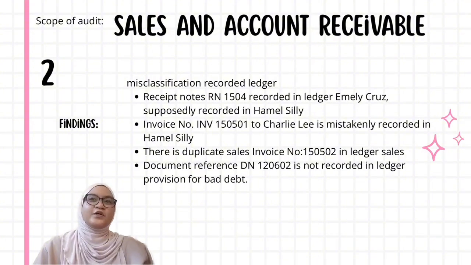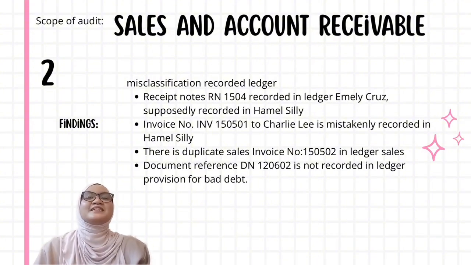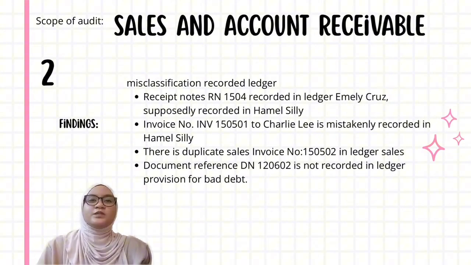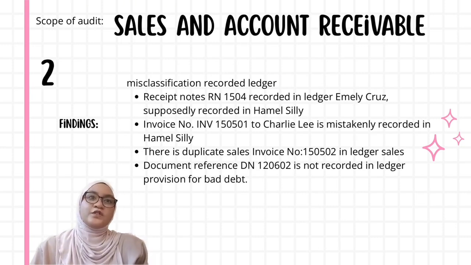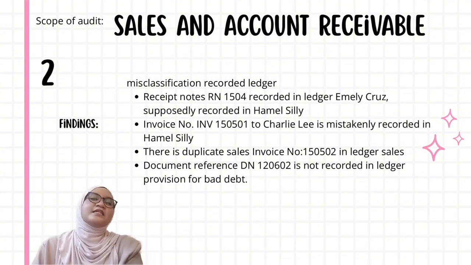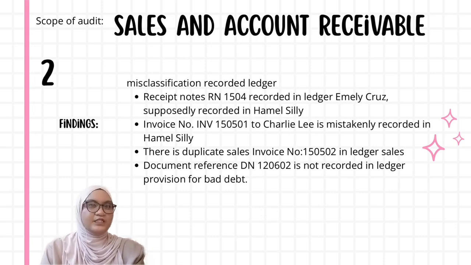Moving to the second point from our findings in this scope, we identified several misclassifications within our primary ledger. Firstly, receipt note 1504 was mistakenly recorded under Emily's, whereas it should be attributed to Hamel, and invoice 150501, which belongs to Charlie Lee, is posted incorrectly to the Hamel ledger. This cross-attribution suggests a need for tighter manual entry verification.